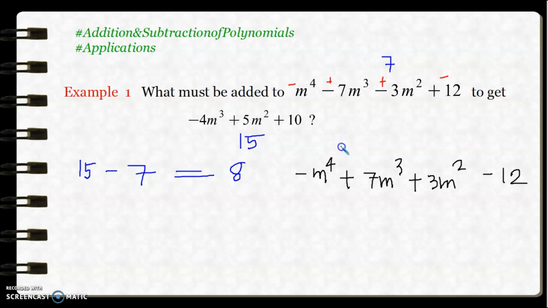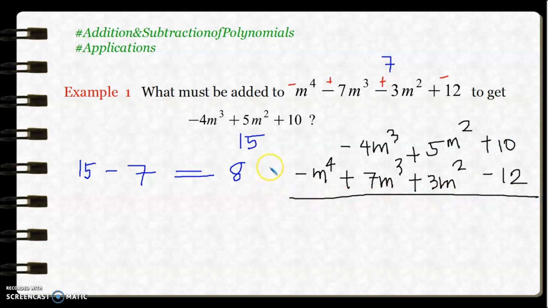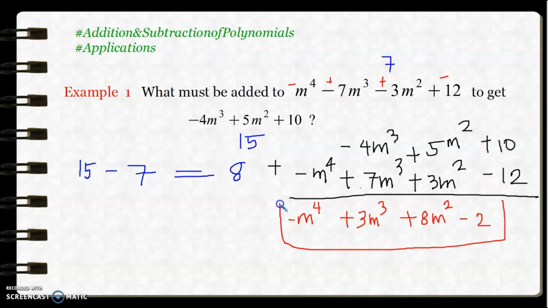So negative 4m cubed plus 5m squared, and then plus 10. After changing the sign of the subtrahend, we proceed to addition. We bring down negative m to the fourth. Then 7 and negative 4 is positive 3, so 3m cubed. 3 plus 5 is 8, so plus 8m squared. Negative 12 plus 10 is negative 2. And there you have the final answer.